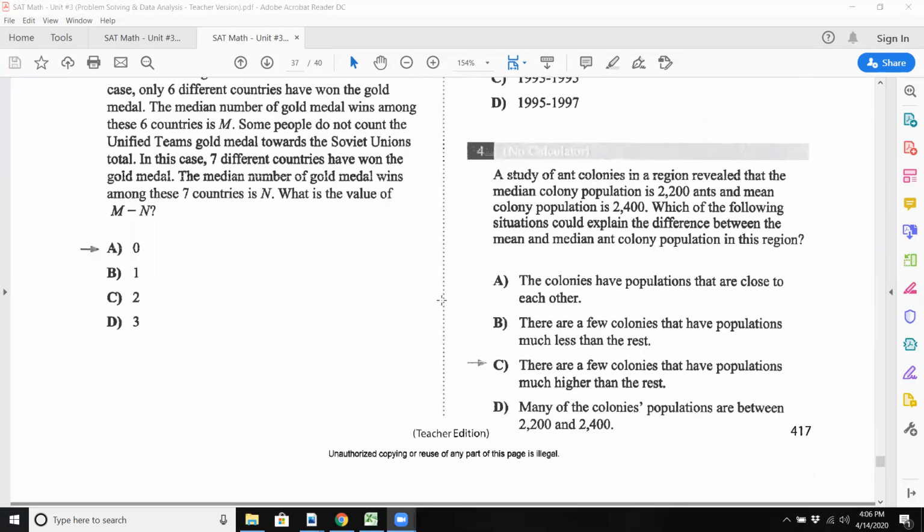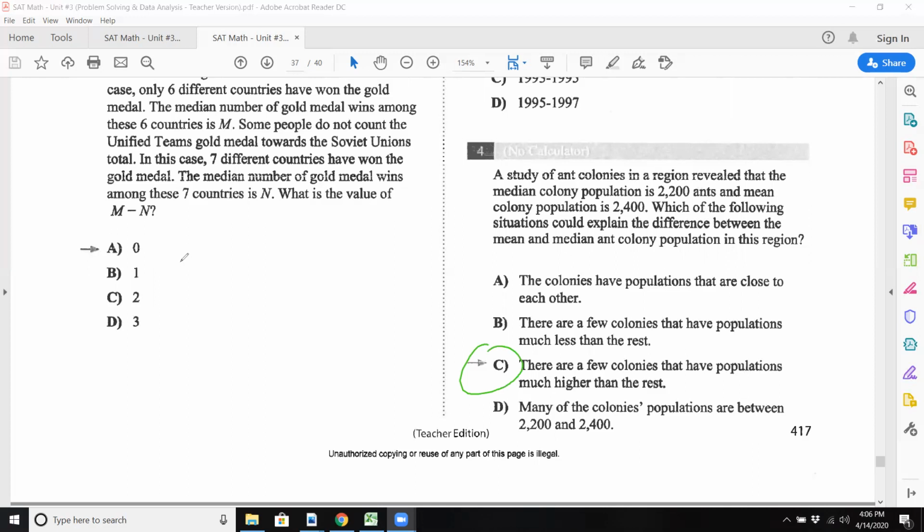For number 4, the answer is C. So yeah, the median is 2,200. The mean is 2,400. What would explain that? Why do you see such a big difference?